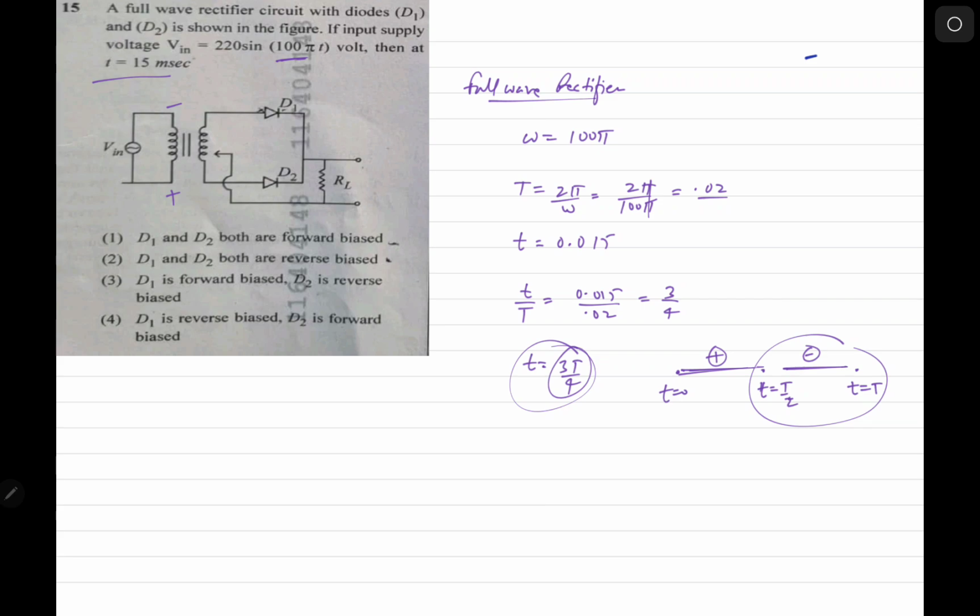So we'll just check. D1 is reverse bias, D2 is forward bias. So question number 4, option 4 is correct one. Okay, D2 is forward bias, D1 is reverse. Yeah, correct. So hope you understood. Let's move to the next.